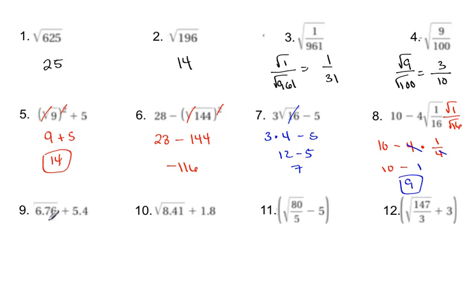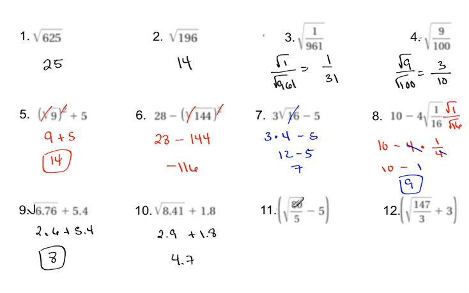You have the square root of 676, which is actually 26, plus 5.4, and you're left with not 10, but 8. Square root of 841 is 29, plus 1.8. So you have 2.9 plus 1.8, and you get an answer of 4.7.